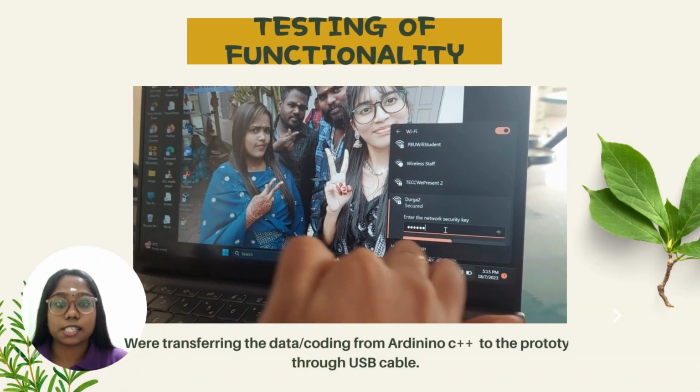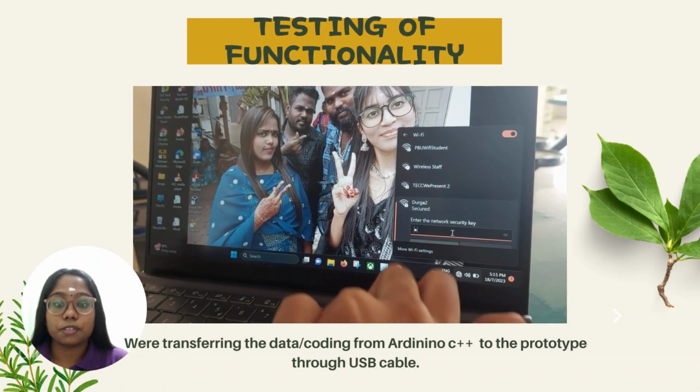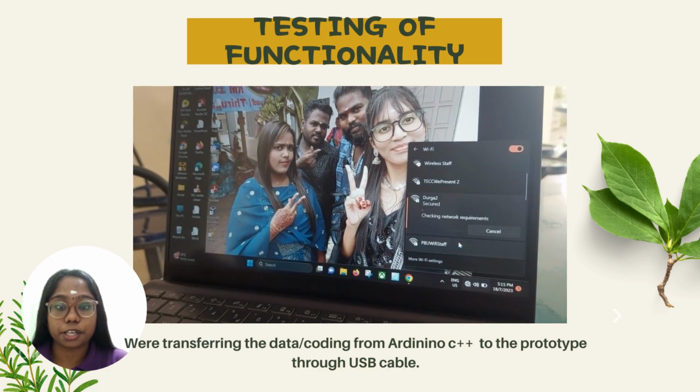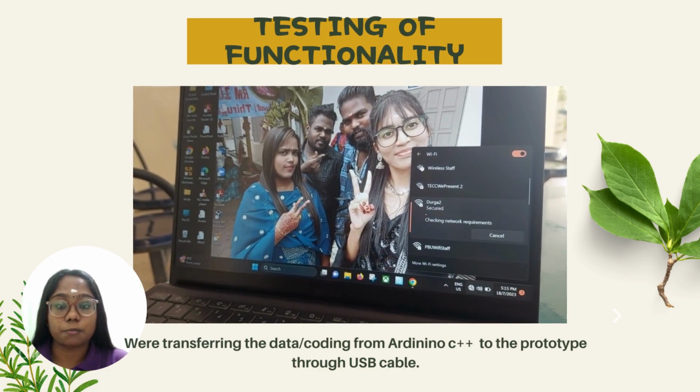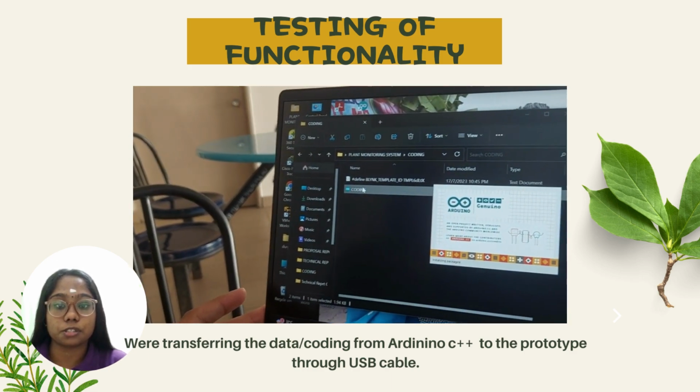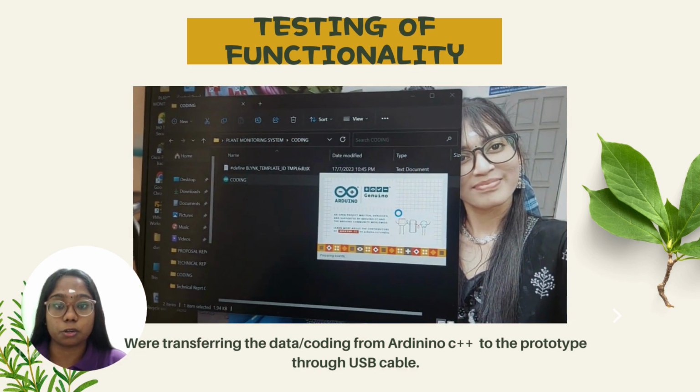This is our testing of functionality. We were transferring the code from Arduino C++ to the prototype of our IoT plant monitoring system through the USB cable, and this is the video of how we transfer the code to the prototype.